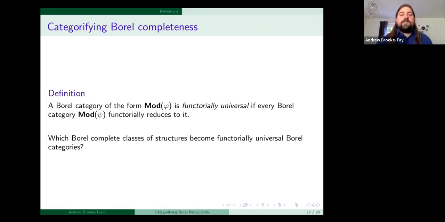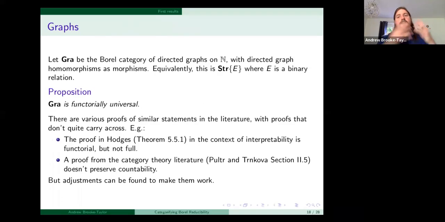So then the question is, okay, we've got this whole literature from the Borel reducibility world of these Borel complete classes of structures. Which of them, when you go to the functorial setting, become functorially universal Borel categories? Some do and some don't. So the granddaddy of them all is the category of graphs.